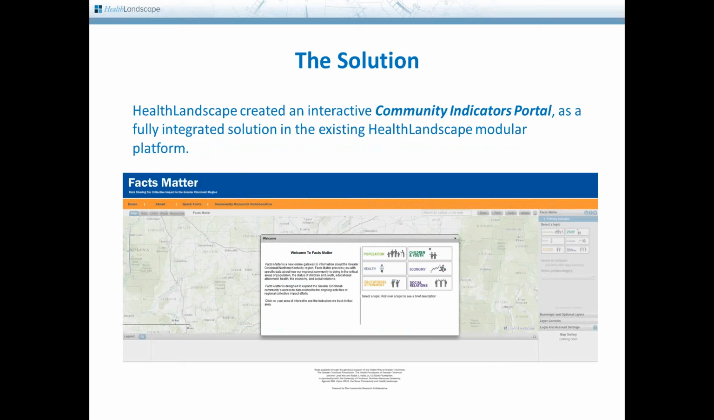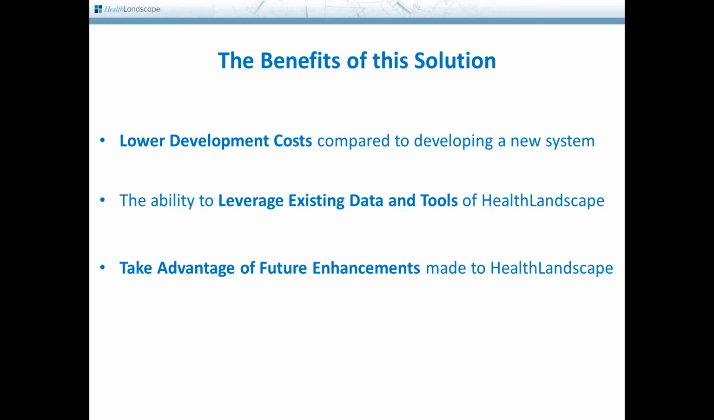So the solution that HealthLandscape came up with was building a community indicators data portal, something that sits on top of the HealthLandscape platform. I'll talk more about that in a few minutes. For Cincinnati, we created a Cincinnati data portal called Facts Matter. And I'm going to go through Facts Matter in more detail as we walk through some of the examples.